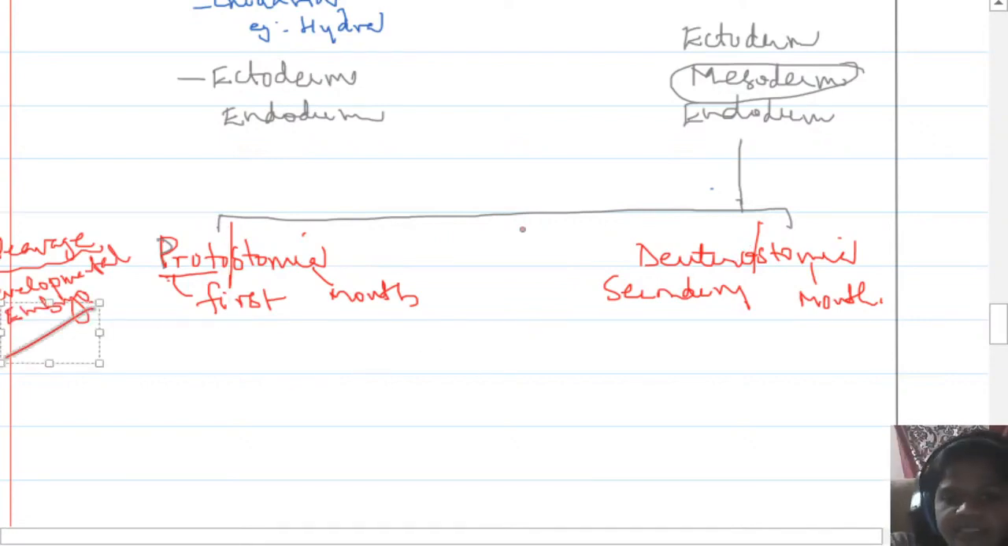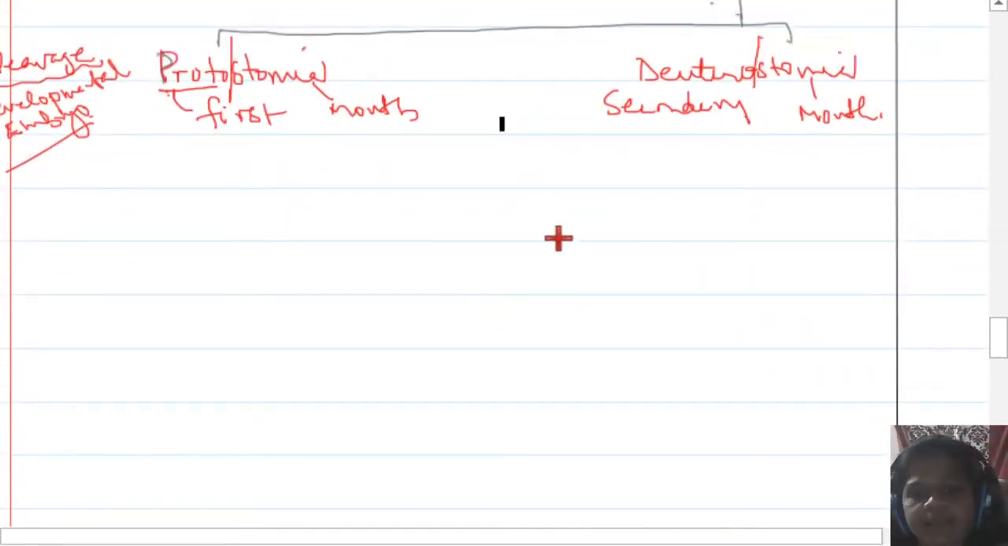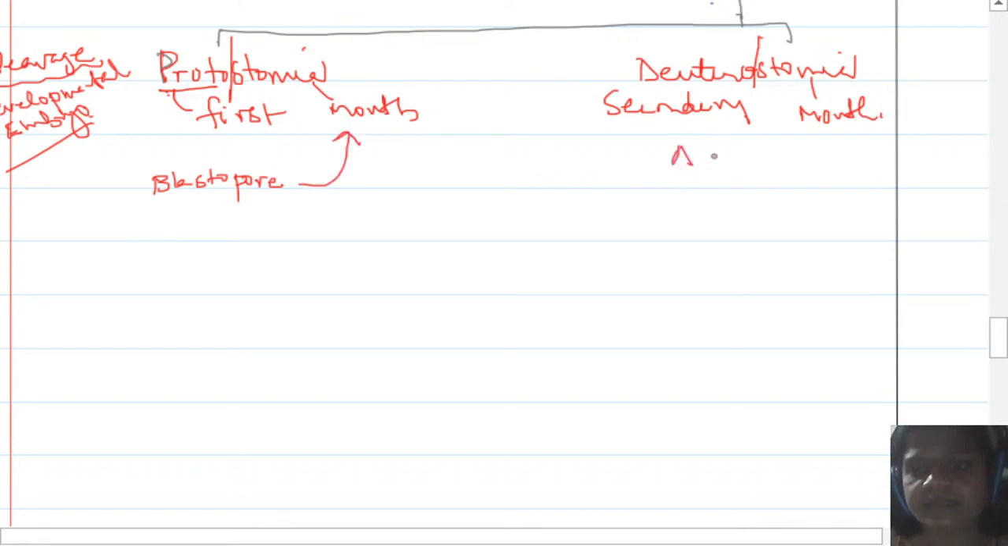Now, as the name itself indicates, proto means first and deutero means secondary. So in the blastula stage, there's a blastopore, right? Here in the protostomians, it becomes the mouth. But here, it becomes the anus. The mouth is secondarily formed at the opposite end of the anus. This is the main feature that differentiates between the protostomians and the deuterostomians.